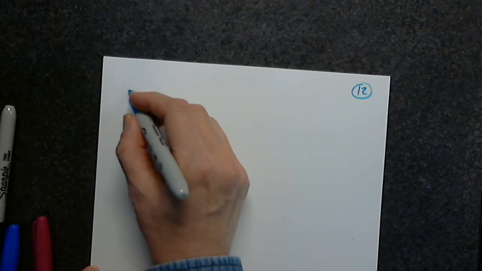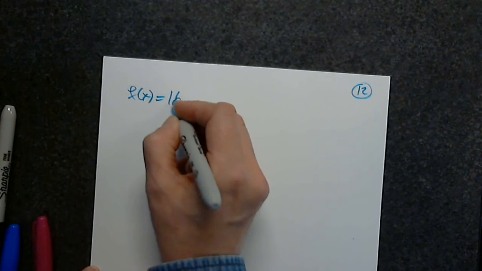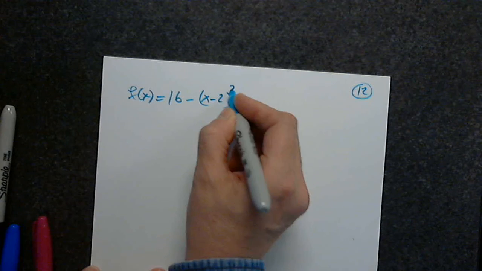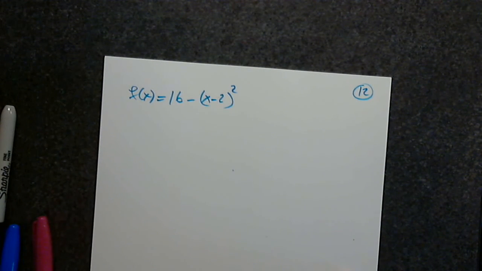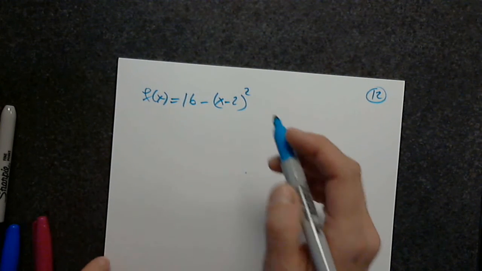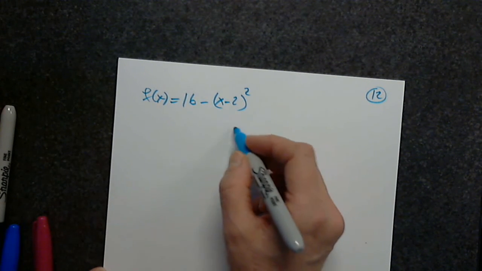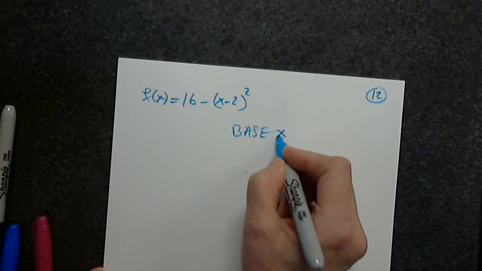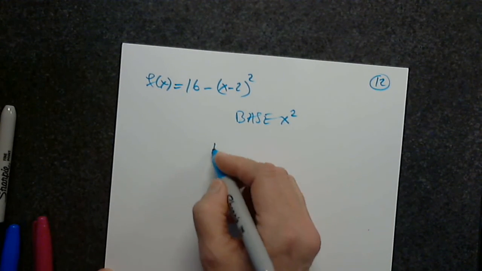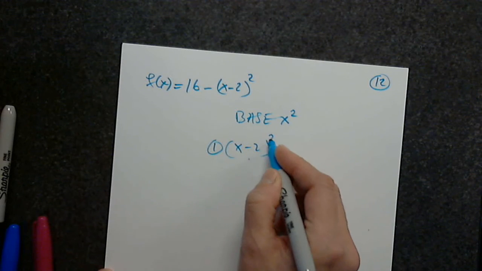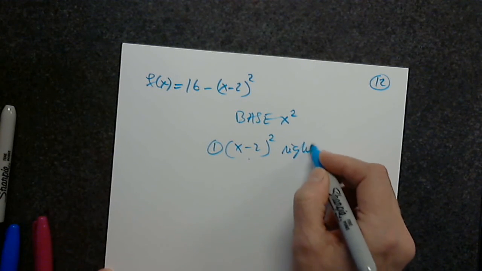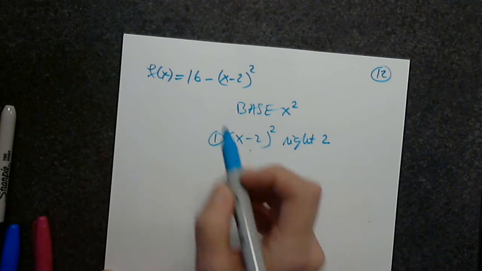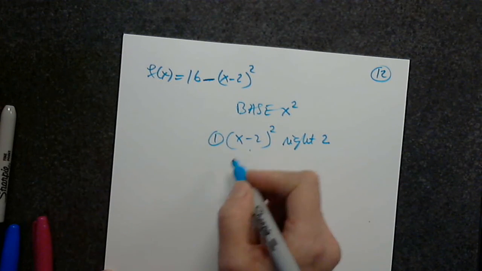So f of x, 16 minus x minus 2 squared. So I'm thinking you're going to want us to start thinking about what the base function is. Yes, so of course the base function is x squared. And the first transformation will be x minus 2 squared, which is right 2. Then we have the minus to take care of.